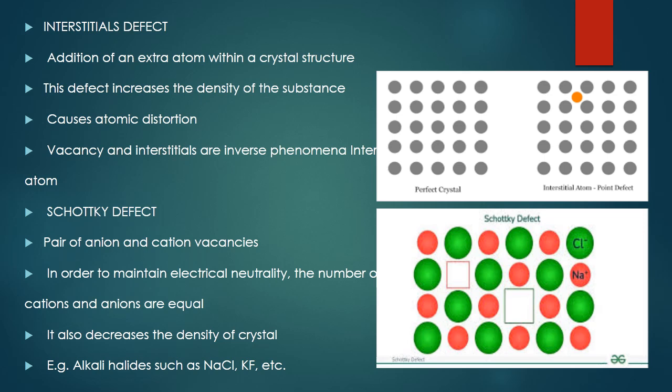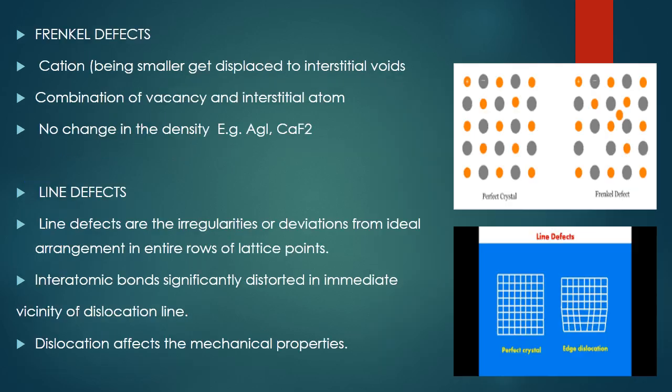or missing in its regular position. It means the pair; here they refer to maintaining the neutrality, plus-minus neutrality, of the material. For example, if NaCl is taken, there is a missing Na plus and Cl minus atom, so it also decreases the density of the crystal.